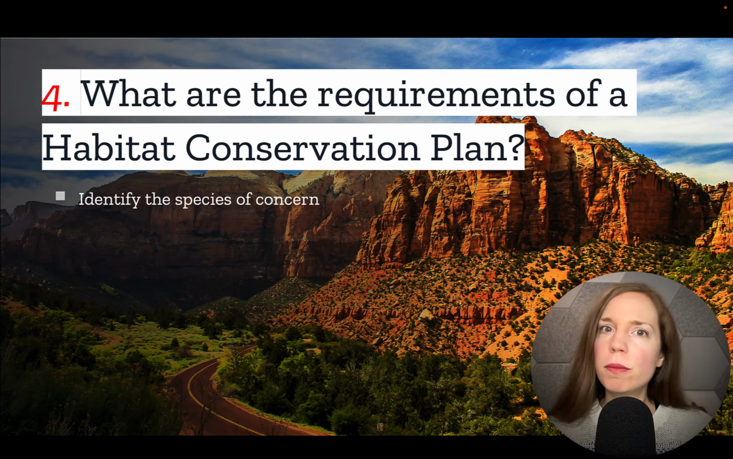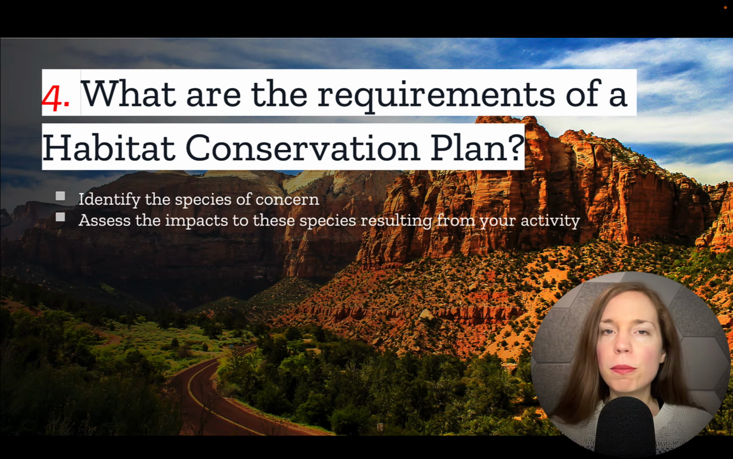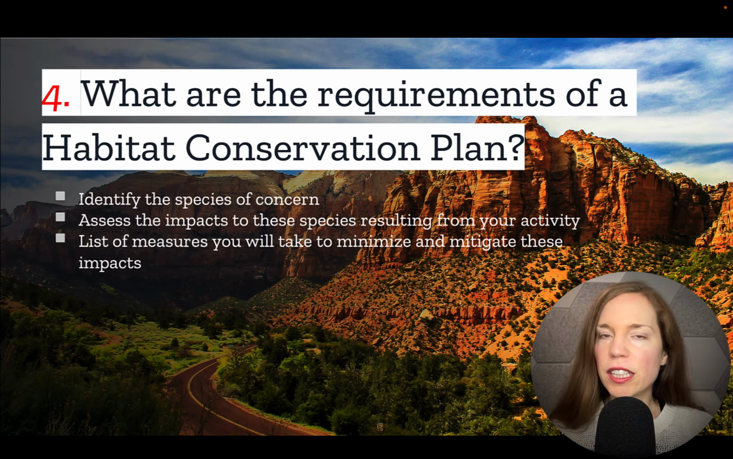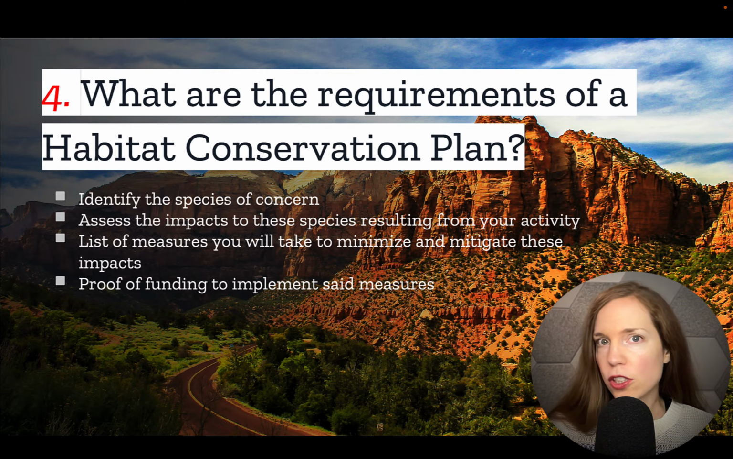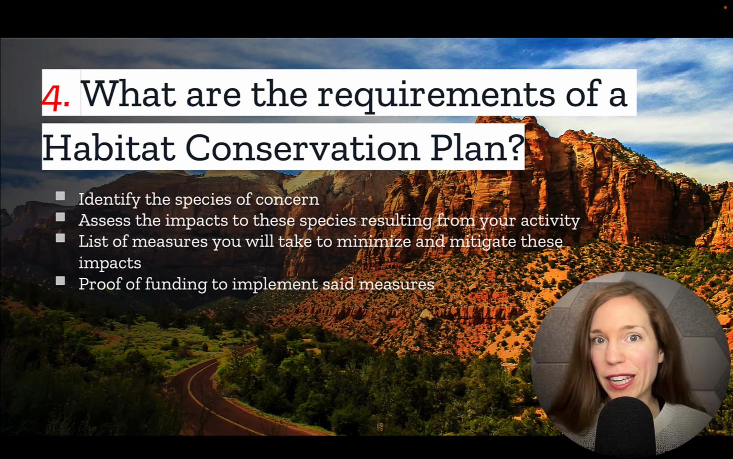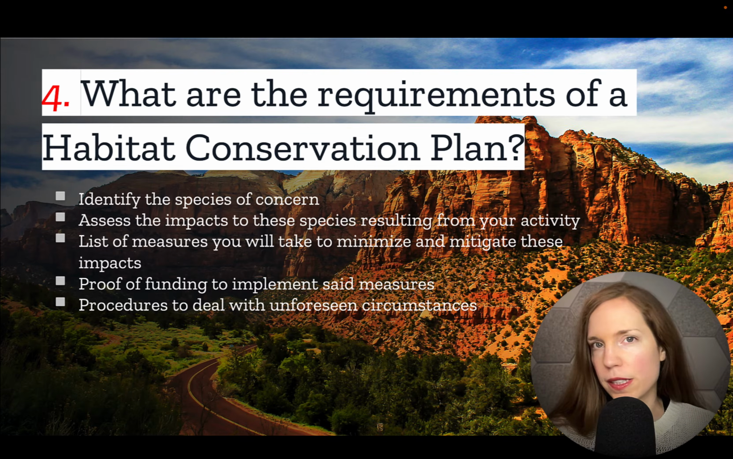First of all, you must identify all species of concern on your property. You must then assess any impacts that your activities may have to these species. After this, you're going to list out all of the measures you will take to minimize those impacts on the identified species. You'll also need to show proof of funding to guarantee that you can implement these measures, and you'll need to list out procedures on how to deal with unforeseen circumstances.